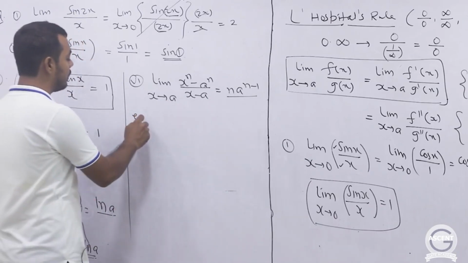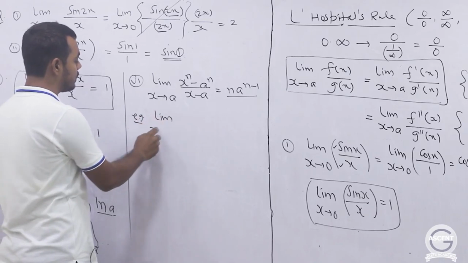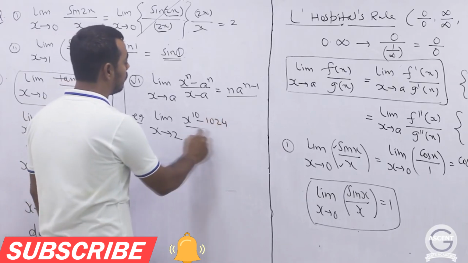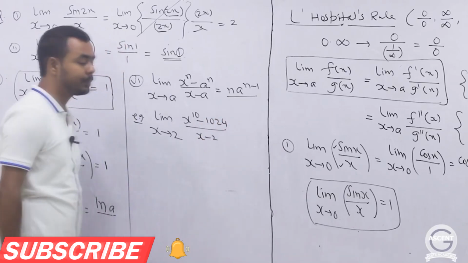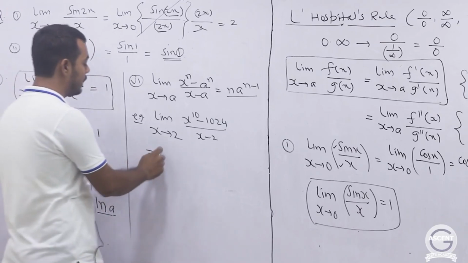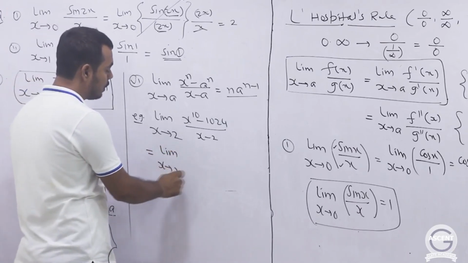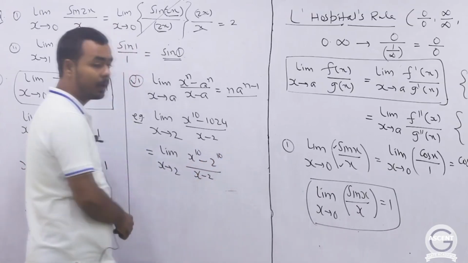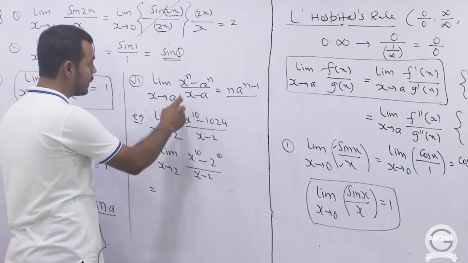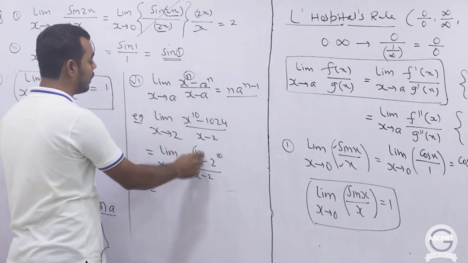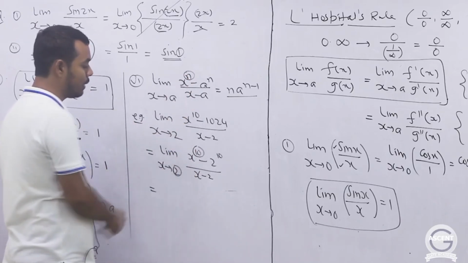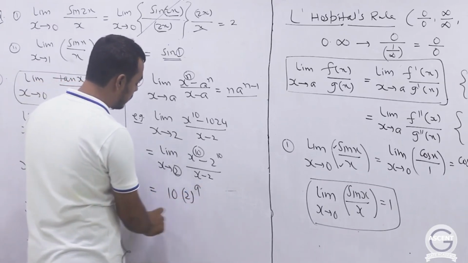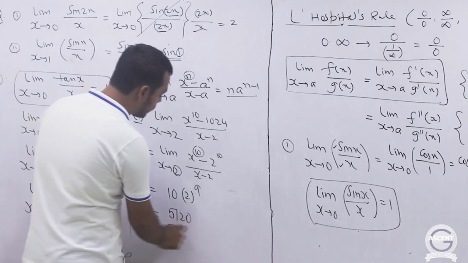Now how to use this formula? Suppose I have to evaluate limit x tending to 2 x to the power 10 minus 1024 by x minus 2. You can write this as limit x tending to 2 x to the power 10 minus 2 to the power 10 by x minus 2. Now using this formula, in place of n you have 10 and in place of a you have 2. So this will give us n a to the power n minus 1, which is 5120.